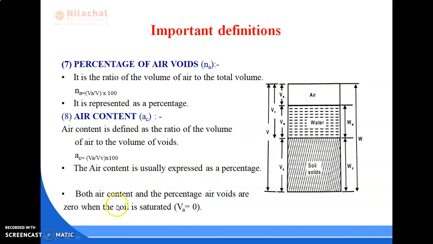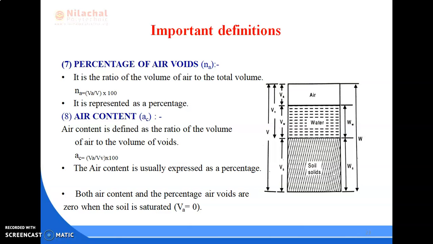Both air content and the percentage air voids are 0 when the soil is fully saturated. That means when all the voids are filled with only water, obviously the volume of air is 0. Then obviously the percentage of air voids and the air content values will also be 0.